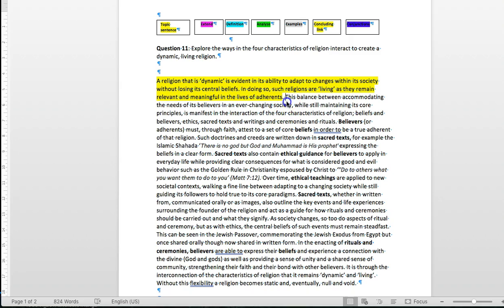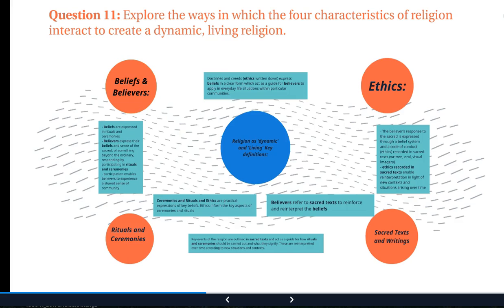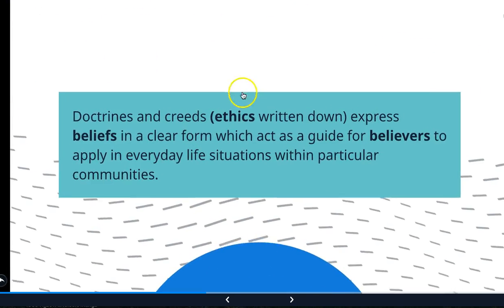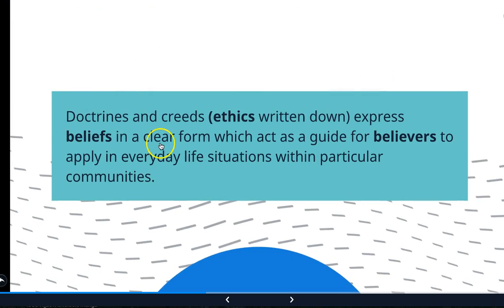So we're next going to focus on our extend, and we're going to mention those 4 characteristics of religion. Beliefs and believers, ethics, sacred texts and writings, and ceremonies and rituals. And now we're going to explore those links, not only between beliefs and believers, but sacred texts as well. So we'll be referring to this key point here, which demonstrates that interaction between those characteristics.